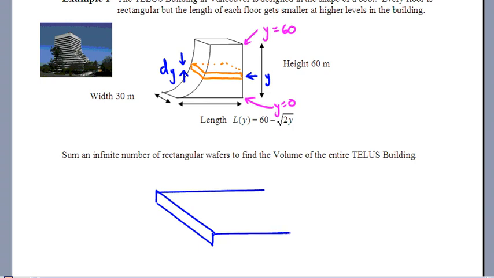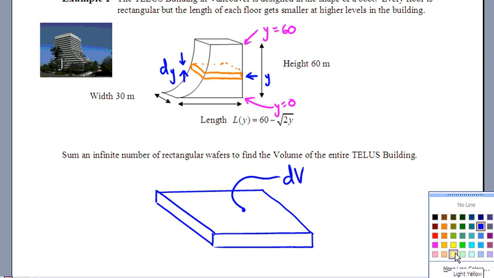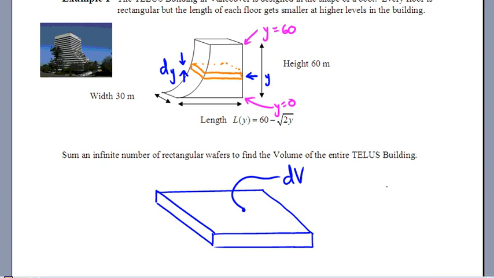Each one's going to have a different kind of length across the building. That's fine. Kind of like that. Okay, so each one of these little floors is a little chunk of the volume. It's a dV. I can see from the picture, it does say that the width is always 30 right there. So that means that this dimension for every single floor is going to be a 30.